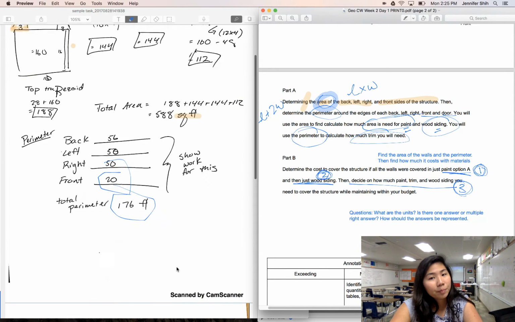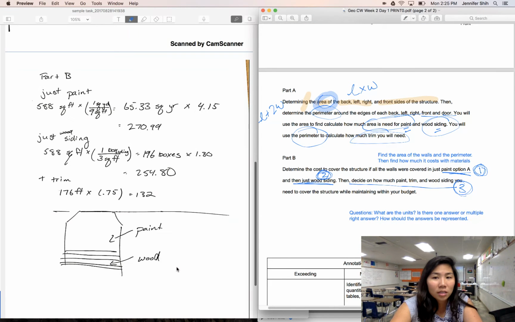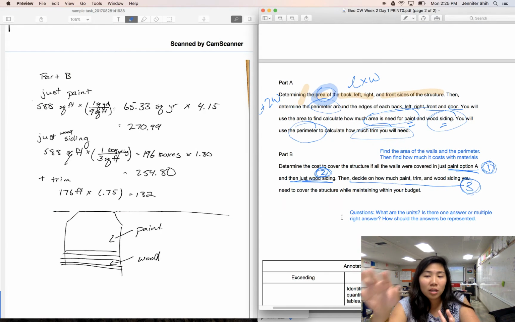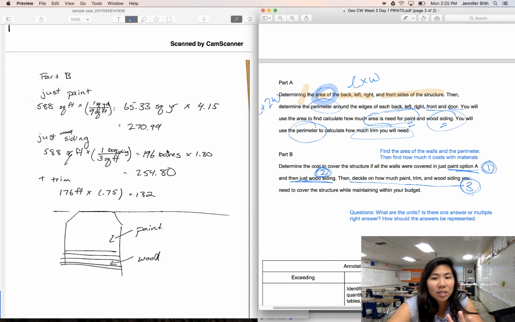Part B is about determining the cost. And there are 3 things we need to calculate. Option 1 is just with paint. How much is this going to cost just with paint? How much is this going to cost just with wood siding? And how much is this going to cost with trim, wood siding, and paint?